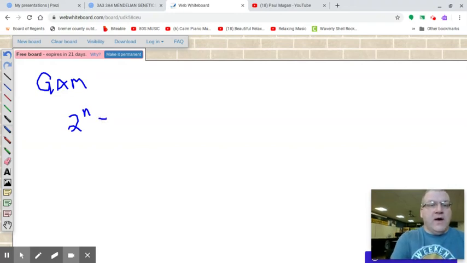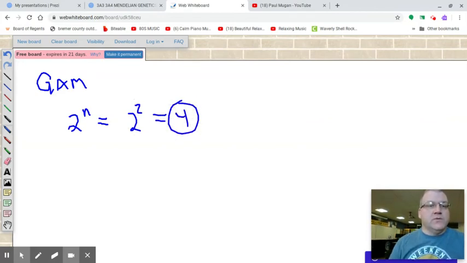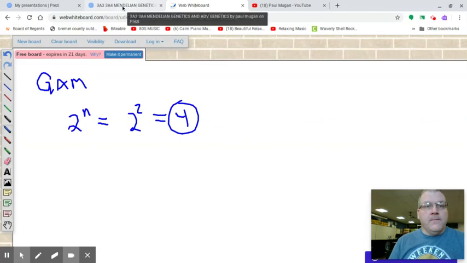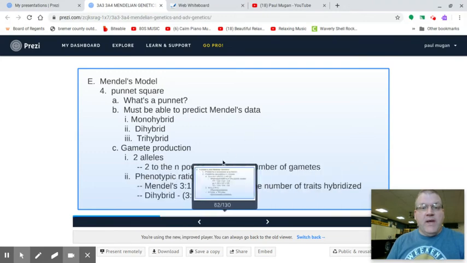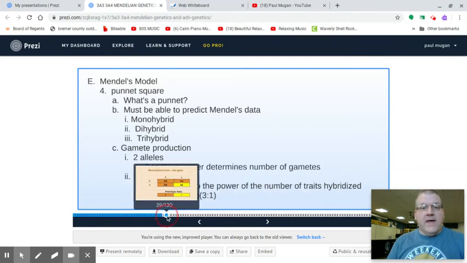So if we have a monohybrid, monohybrid being 1, 2 to the first power is just going to be 2 different gametes. But let's say we have a dihybrid. So now we have 2 to the second power. That's going to be 4 different gametes produced. And so we can determine the number of gametes for each particular trait depending on that mathematics.